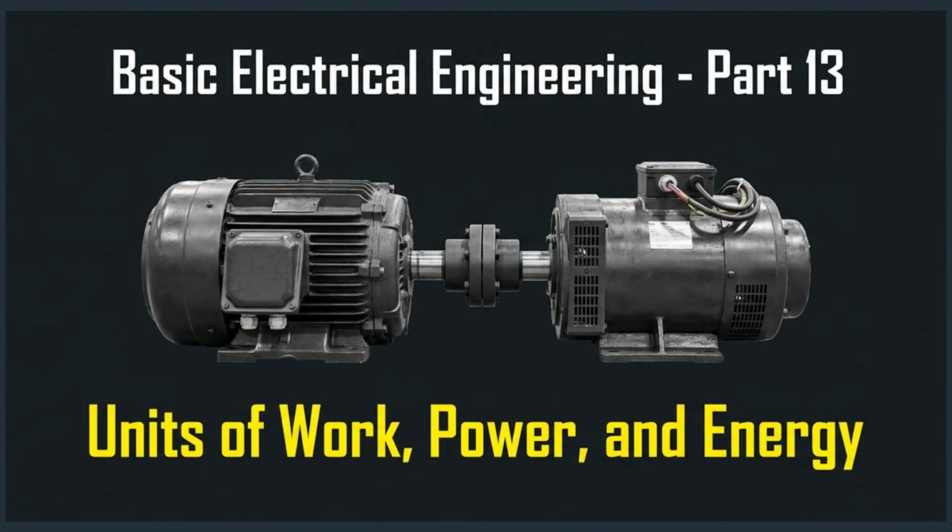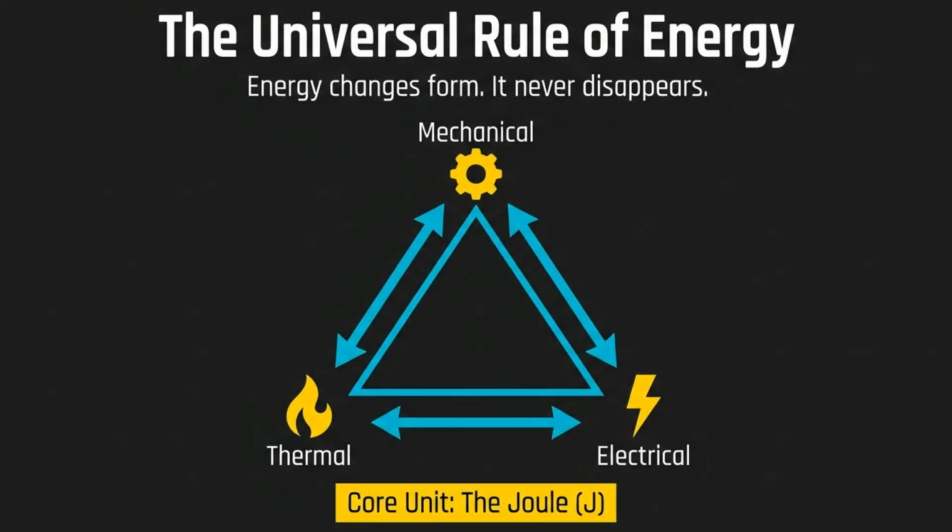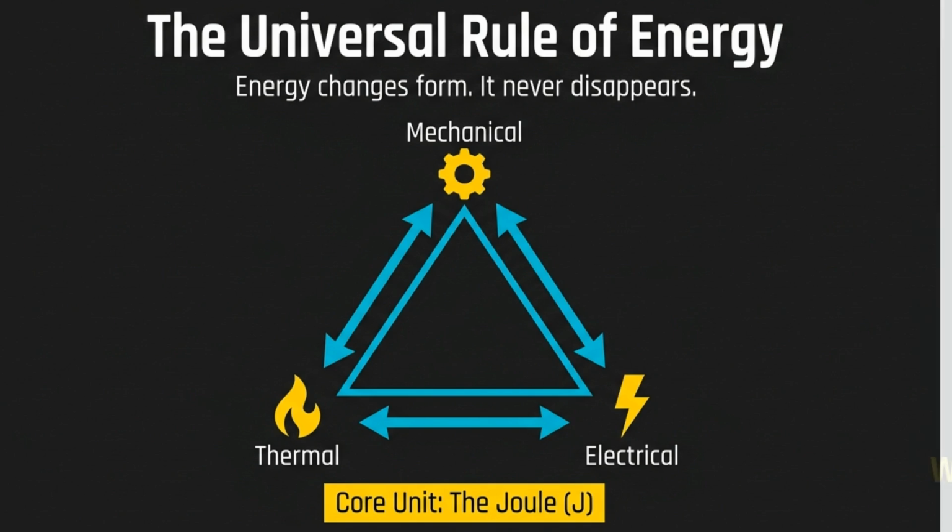Welcome to Part 13 of Basic Electrical Engineering. In this video, we will explain the units of work, power, and energy, and how they relate to electrical systems. The universal rule of energy is that energy changes form, but never disappears. The core unit for energy, encompassing mechanical, thermal, and electrical forms, is the joule (J).